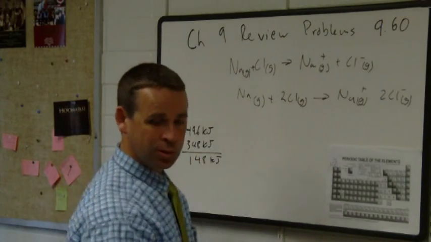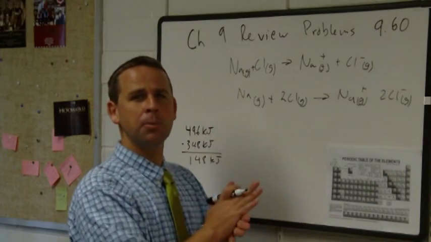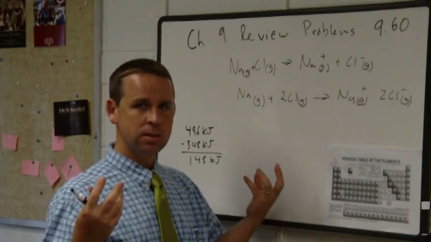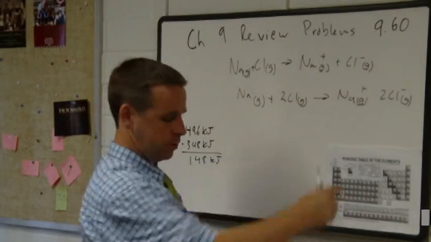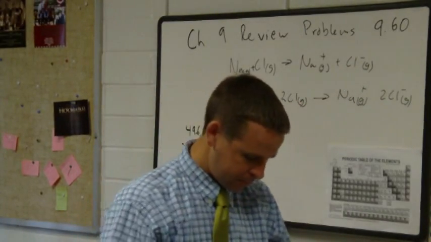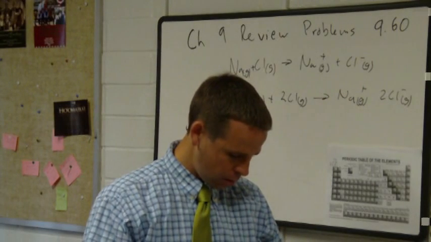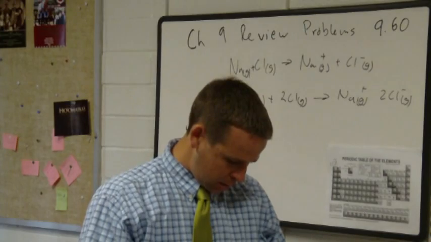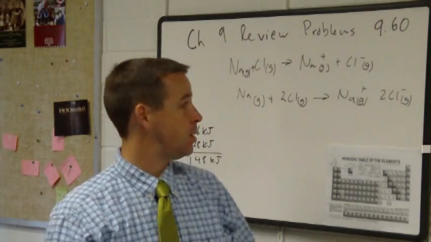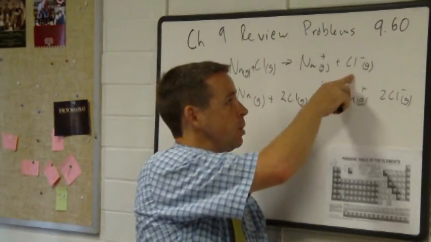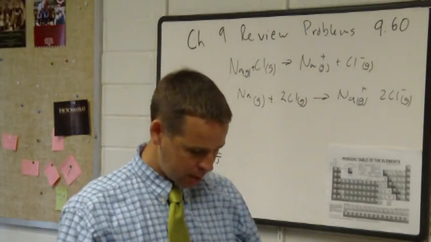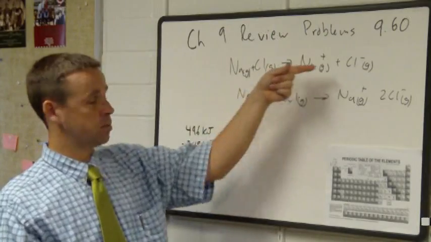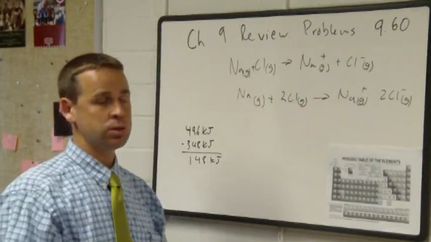So the resulting energy released upon the formation of the salt between the sodium ion and the chloride ion is called the lattice energy. The lattice energy, when sodium ions and chloride ions come together to form that lattice, has to be more than 148 kilojoules, because we know this reaction occurs, right?